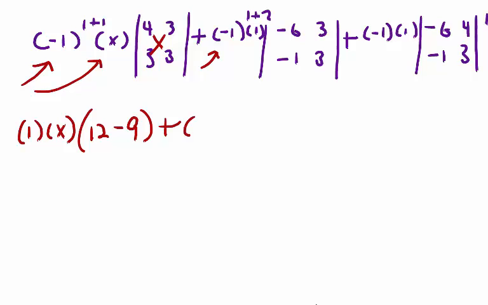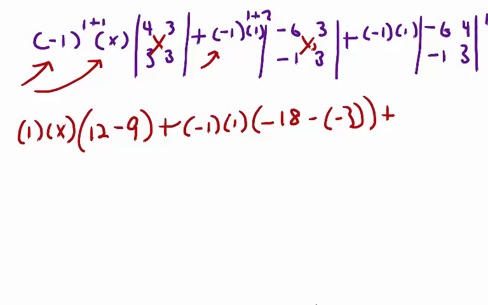-1 raised to the 3rd power, which is -1, times 1, times -6 times 3, which is -18, minus -3, plus -1 to the 1 plus 3, which is -1 to the 4th power, which gives us +1, times 1, times the determinant: negative 6 times 3, which is negative 18, minus negative 4.